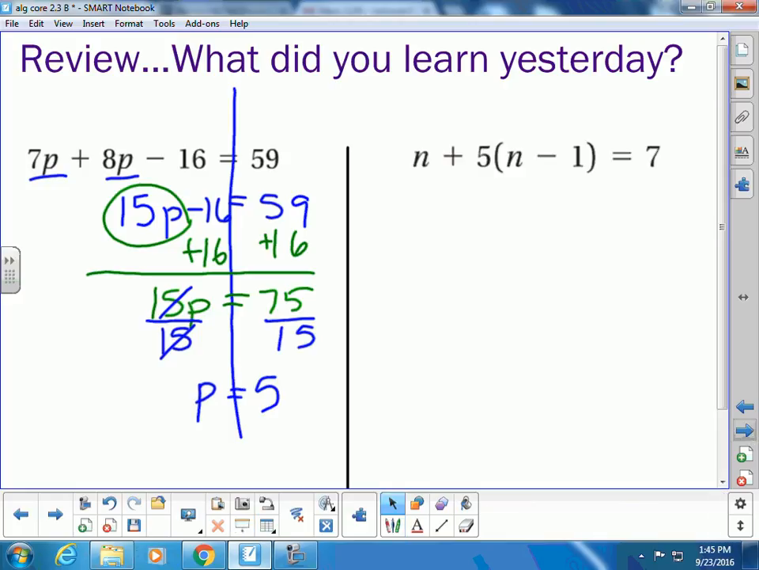Let's see what else we have. You go ahead and try this one. Remember, in order of operations, you should distribute. So go ahead and try this one and put me on pause and then come back and you'll see my work.